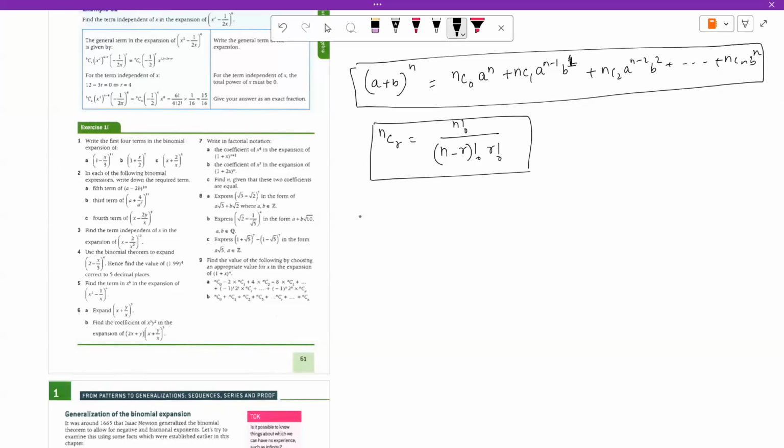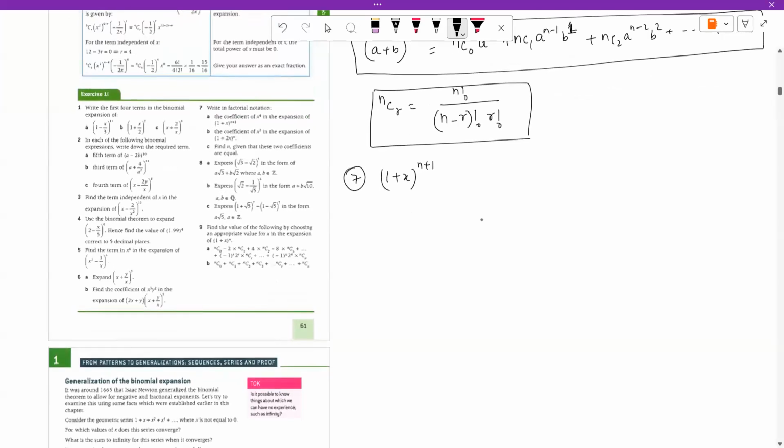this thing, right? Let's say this is (1 plus x) to the power n plus 1. Let's expand this. What would be the first term? The first term would be (n plus 1)C0, and then that would be 1 only. The second term would be (n plus 1)C1, times 1 to the power n plus 1 minus 1, and then x. The third term would be (n plus 1)C2, times 1 to the power n plus 1 minus 2, and x squared, and let's say up to, we have to reach 4, right?